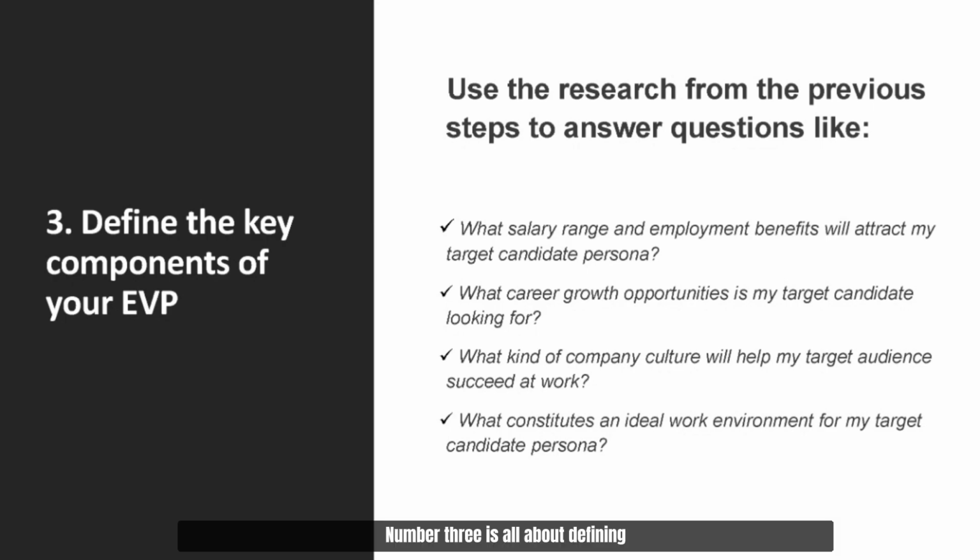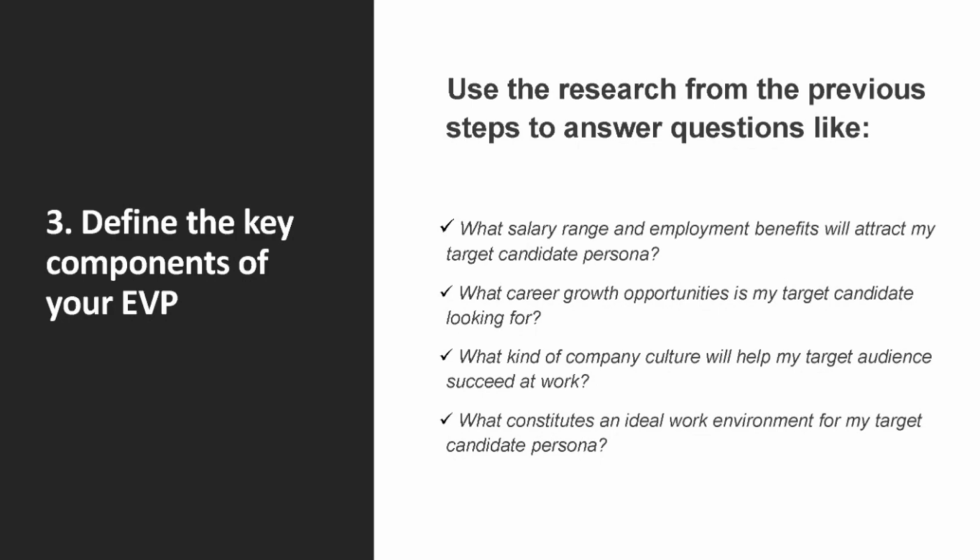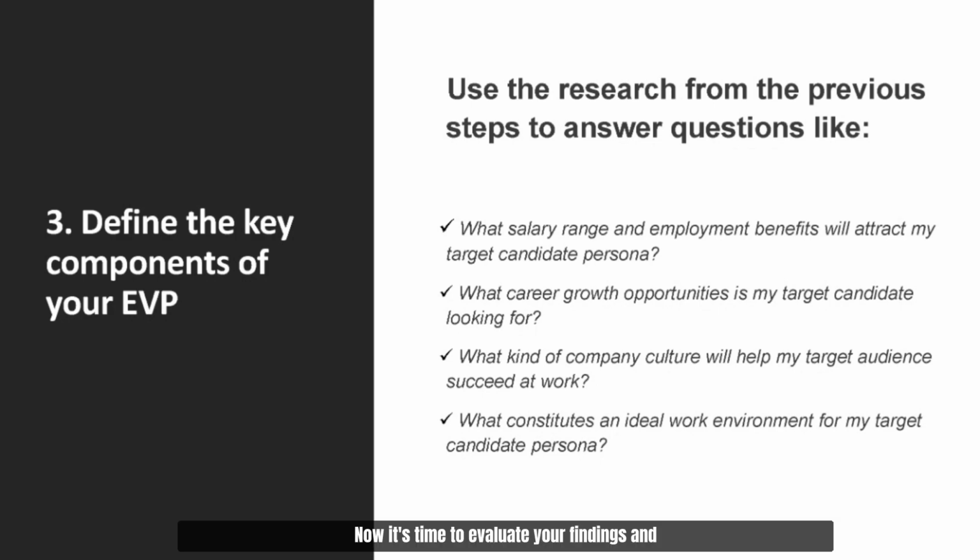Number 3 is all about defining the key components of your EVP. Now it's time to evaluate your findings and arrive at your company's new employee value proposition. This is how you will attract and retain top talent. Use the research from the previous steps to answer questions like: what salary range and employment benefits will attract my target candidate persona? What career growth opportunities is my target candidate looking for? What kind of company culture will help my target audience succeed at work? What constitutes an ideal work environment for my target candidate persona?